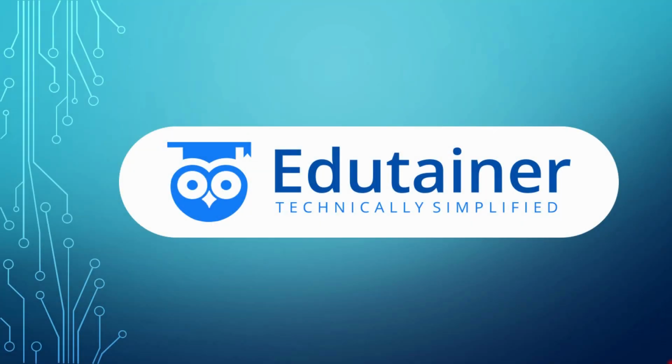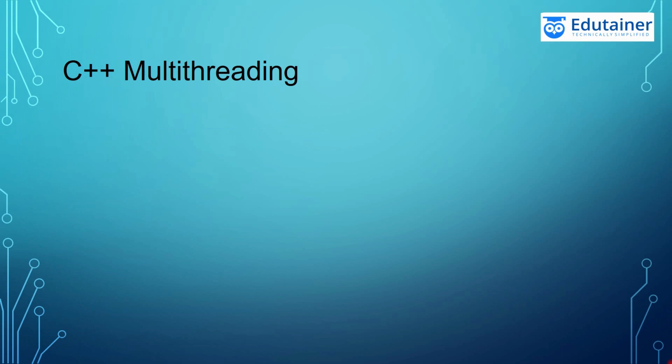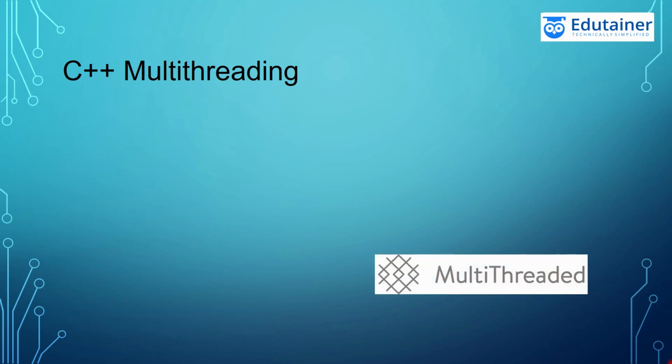In this lecture, we will be talking about multi-threading. So quickly, let's start. C++ multi-threading. Multi-threading is a specialized form of multitasking. You might know about multitasking, as every phone has this feature of doing multitasking. Similarly, it is in C++.